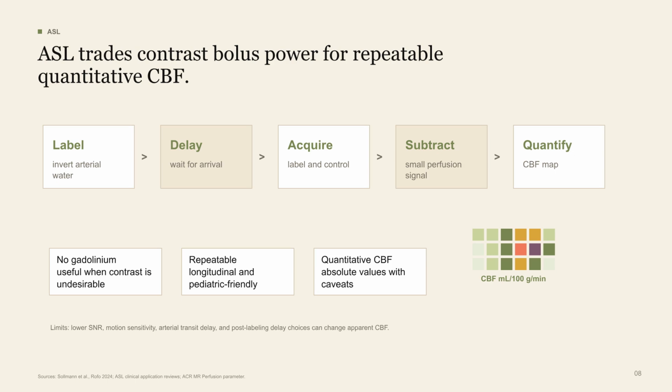ASL, or arterial spin labeling, forgoes a contrast bolus for repeatable quantitative CBF. The process involves labeling arterial water, delaying the acquisition for arrival, subtracting label and control images, and quantifying the CBF map. ASL is useful when contrast is undesirable, offering longitudinal and pediatric-friendly absolute CBF values.